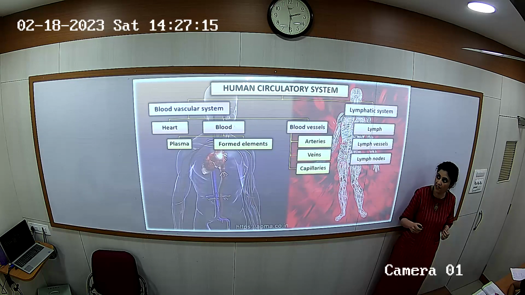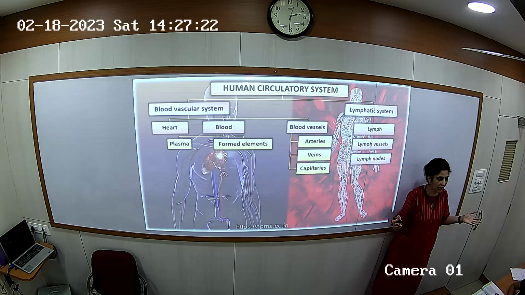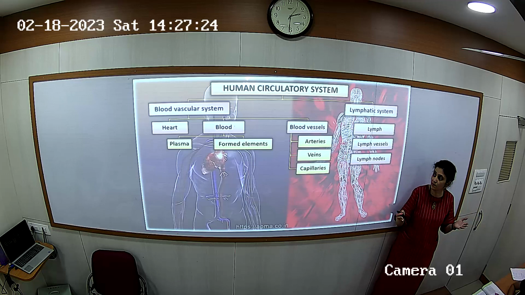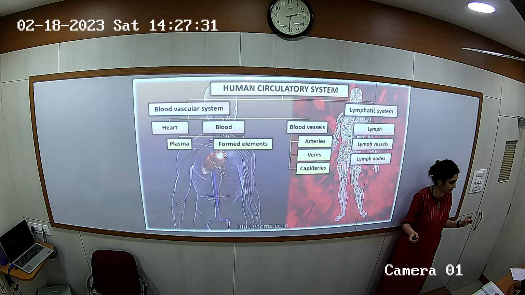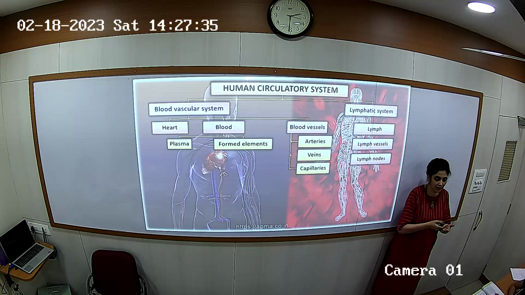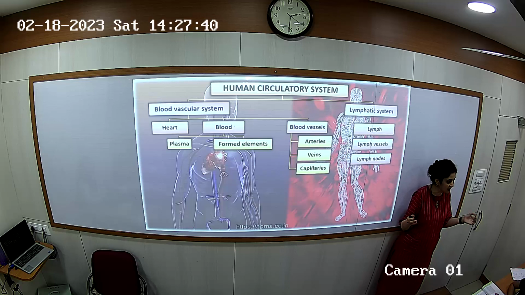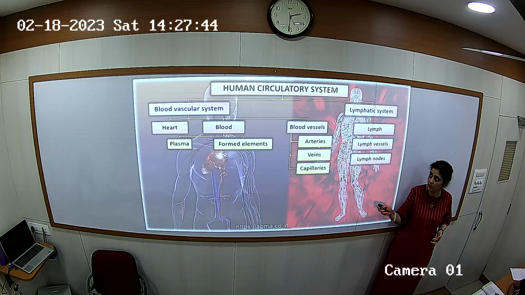What does blood have now? Plasma. Plasma is the liquid, the fluid matrix, the solvent, and then the formed elements, the cells suspended in the plasma. So blood has the plasma, which is the liquid, fluid component, and the cells which are dispersed in the plasma, which are the formed elements. Blood vessels are arteries, veins and capillaries.